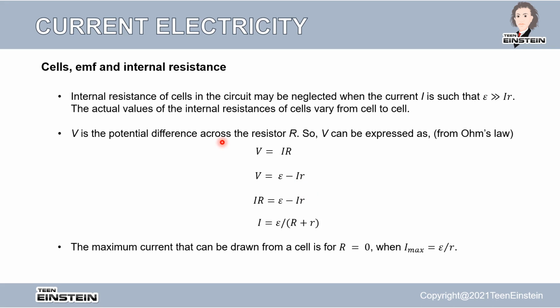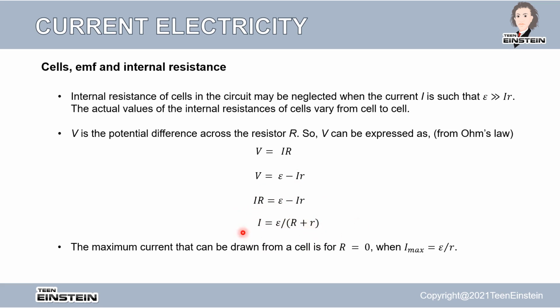V is the potential difference across the resistor R. So V can be expressed from Ohm's law. If I is the current that is flowing through R, then V equals I multiplied by R. So let's substitute I multiplied by R instead of V. Then by rearranging this equation, we get I equals epsilon divided by R plus r. So how do we do that? We take this Ir to the left hand side and take I common, then take R plus r to the denominator on the right hand side.